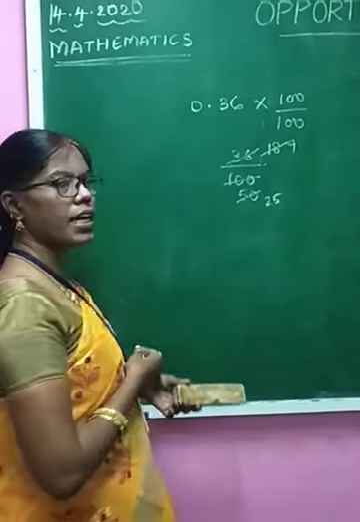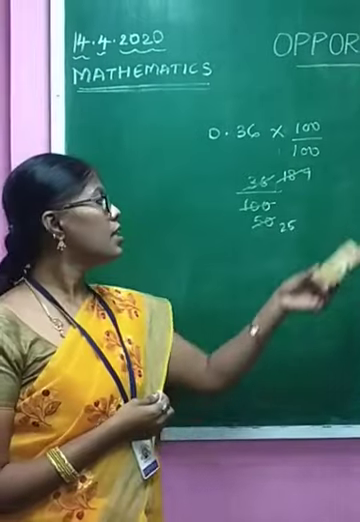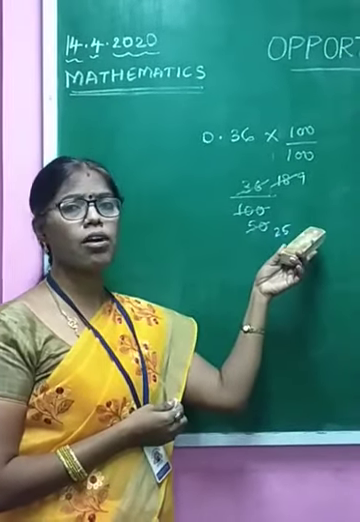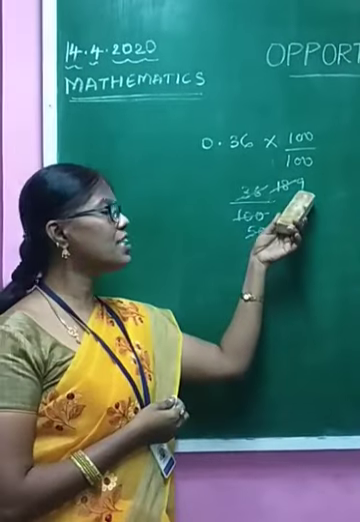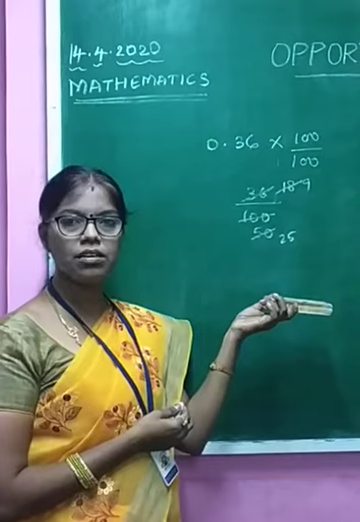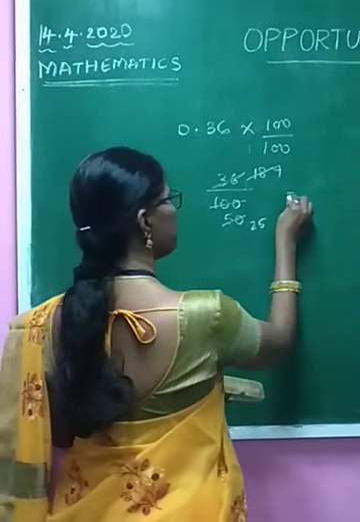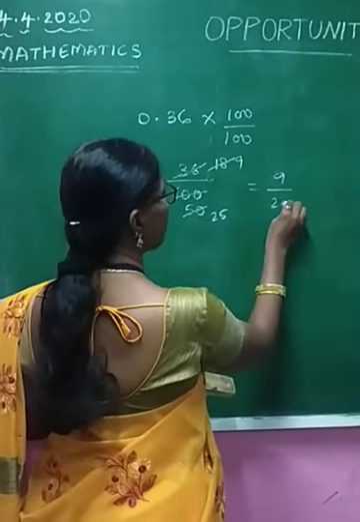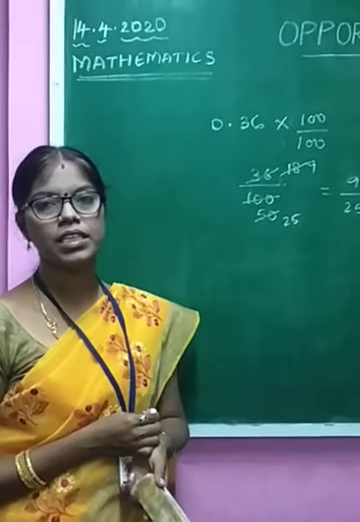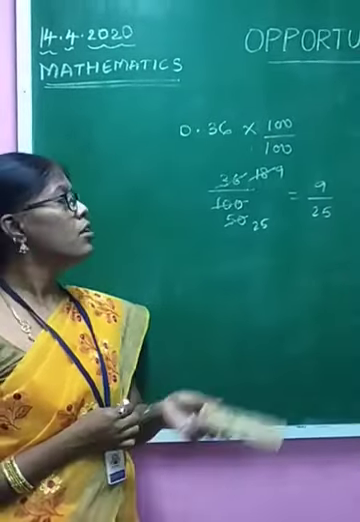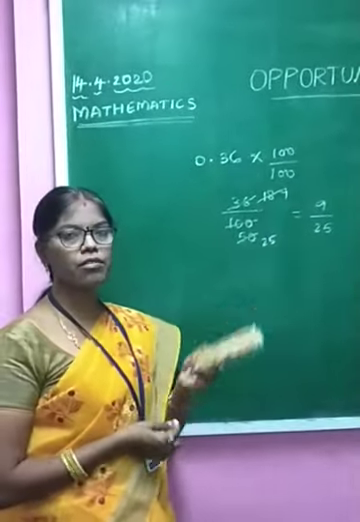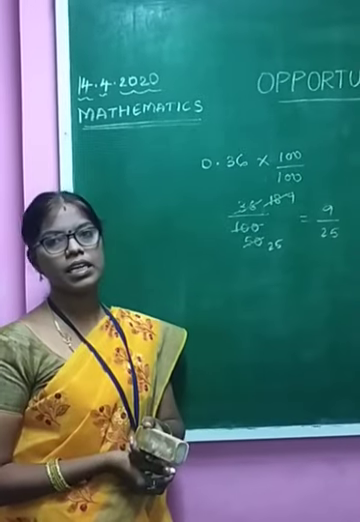Now once again we have to check whether it is in its lowest terms or not. 9 and 25 cannot be expressed in lower terms. So 9 by 25. So 0.36 in the form of p by q is 9 by 25. So this is a terminating decimal. A terminating decimal can be expressed in p by q form very easily.